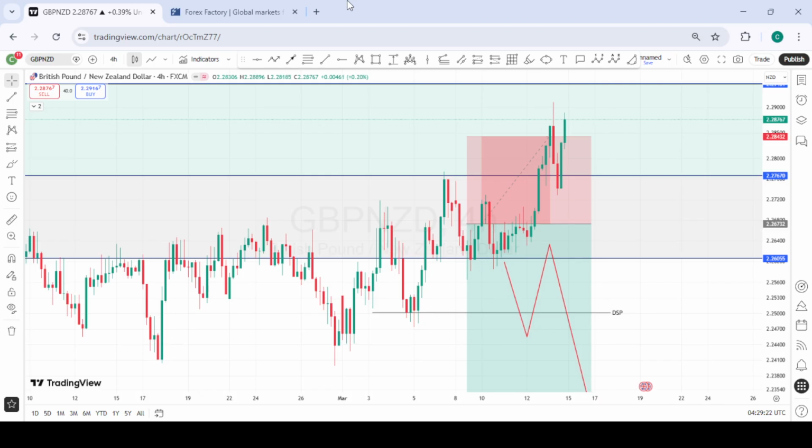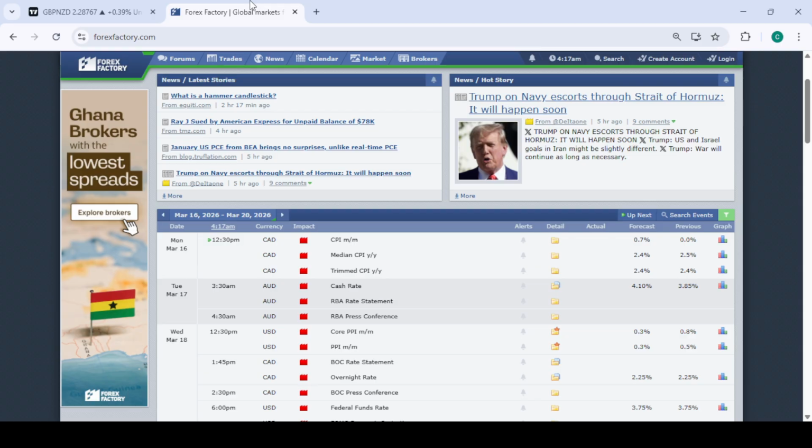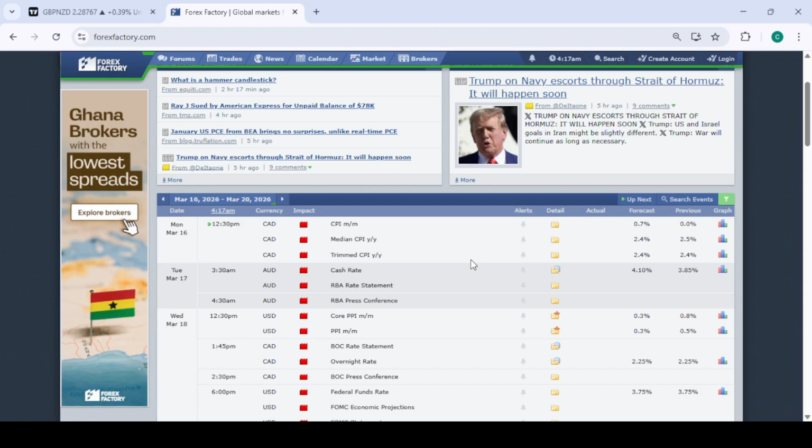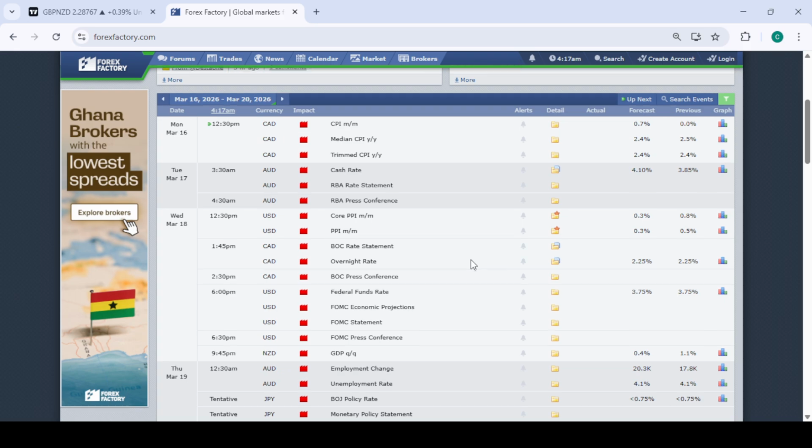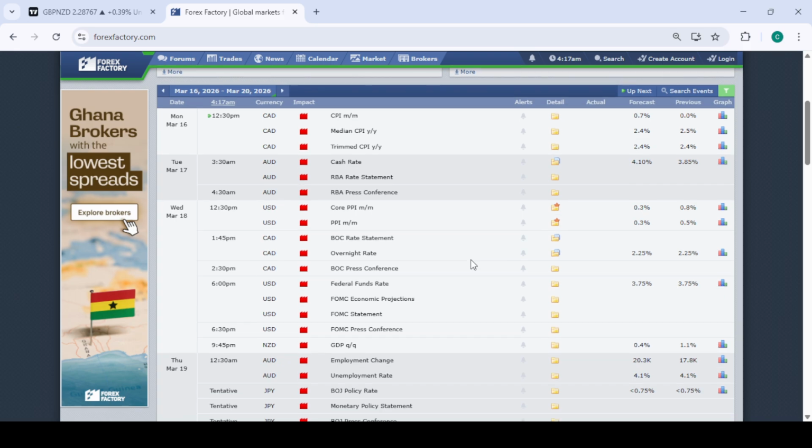So let's see what we have for the economic calendar for the coming week. Sorry. So the coming week is a very intense week, it's actually loaded with a lot of high impact news. So let's be on the lookout for the coming week. On Monday we have the CADJPY, and on Tuesday we're going to have the AUD cash rate, which is very volatile. So we should take caution of that for the AUD.